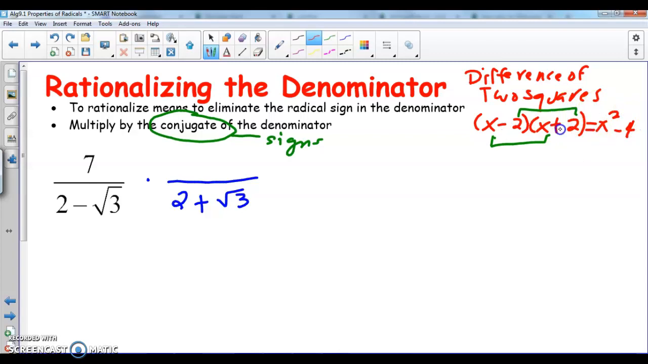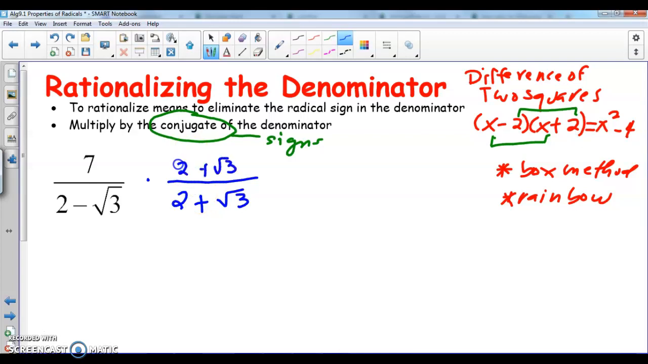Now, if you've forgotten how to do this, take note that the box method and the rainbow method also work. But at this time, I think there is value in knowing the shortcut. So if you're multiplying two binomials that are conjugates of each other, then you just multiply the first, you get x squared, and then the last, which is negative 4. Okay, so going back here, whatever we do to the bottom, we're going to do it to the top. So 2 plus radical 3.